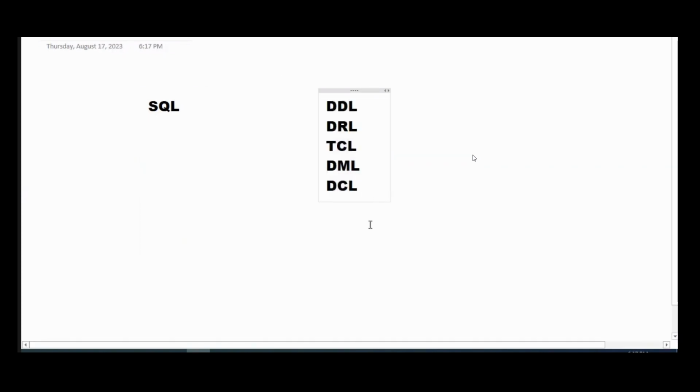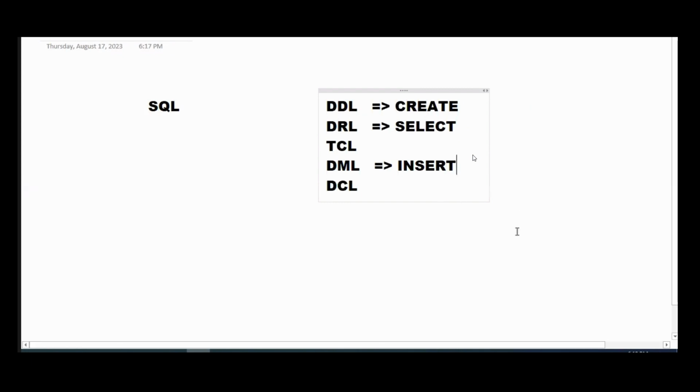So among those, DDL commands, create command, and DRL command, select command. So in DRL only one command is there, the select command. In DML, one command is the insert command.